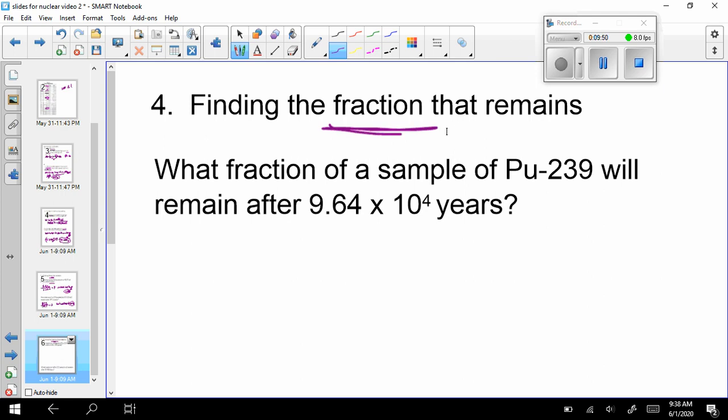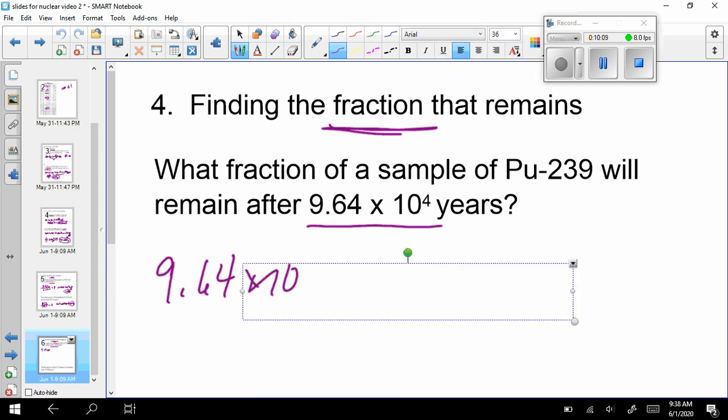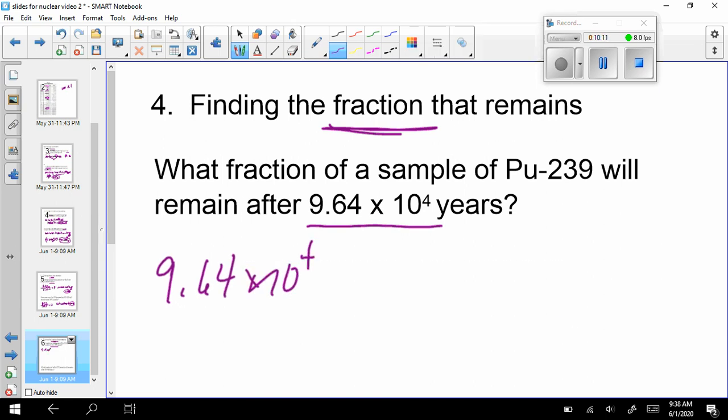So if they don't give you the actual amount of grams, you can just figure out the fraction, like does half of it remain? Or 2 halves, that would be a quarter. How much would remain? So what fraction remains after this many years? Okay, 9.64 times 10 to the 4th. All right, Pu-239.